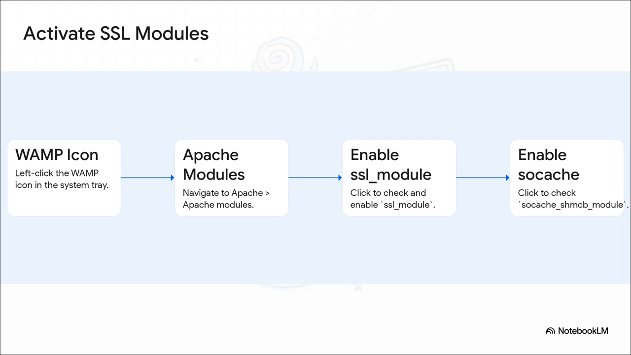All you have to do is click on that little WAMP icon, go into the Apache menu, then into Apache modules, and just check on 2 things, SSL module and Socache SHMB module. Literally just a couple of clicks, and boom, Apache has the core engine it needs to handle SSL.